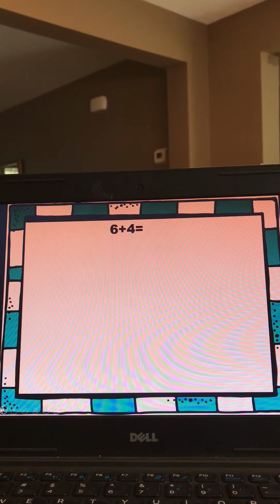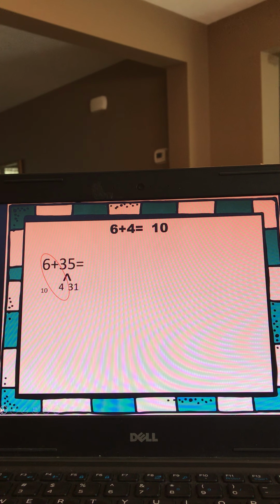We can do it with other numbers that add up to 10, like 6 plus 4. Let's see how this works. I give you a math problem, 6 plus 35. Well, I'm going to have to take 4 away from 35, and that leaves 31. And I do just the same thing again. 6 plus 4 equals 10, and my new math problem is 10 plus 31. So I think 10 more than 31 is 41.